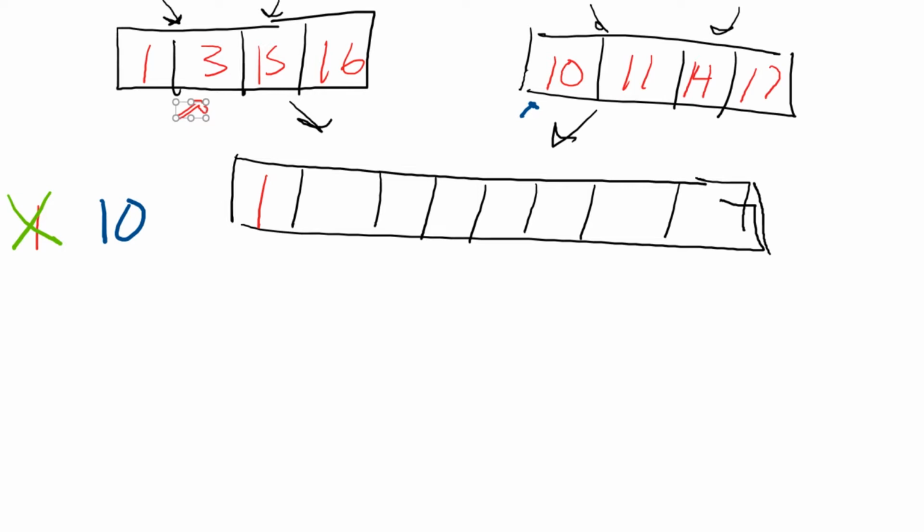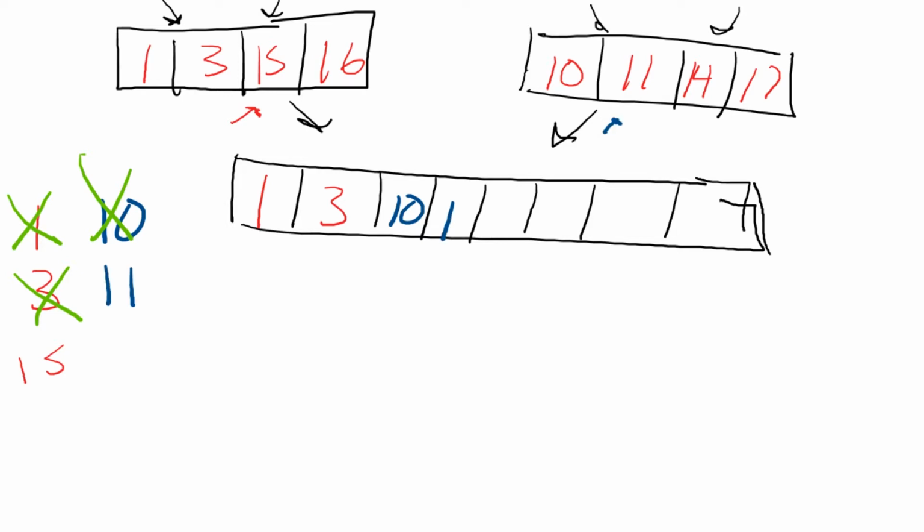And then now we compare the 3 and the 10. Well, the 3 is still smaller, so we put the 3 in there. We cross it out, and we move the cursor over to the 15. Like so. And now we can do a comparison once again. Well, now the right side is smaller. The 10 is the smallest. So we put the 10 in here, cross out, and move. The 11 is now the smallest because the next number over here is 11, so we put the 11 in there.